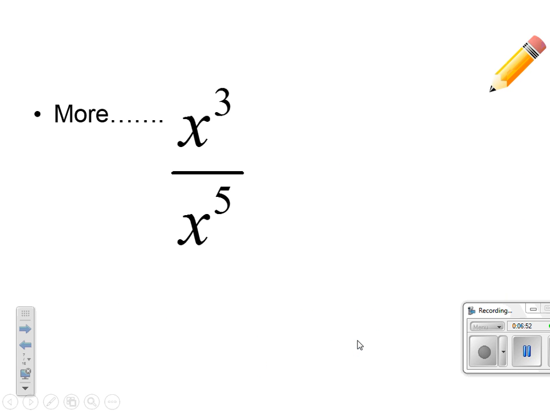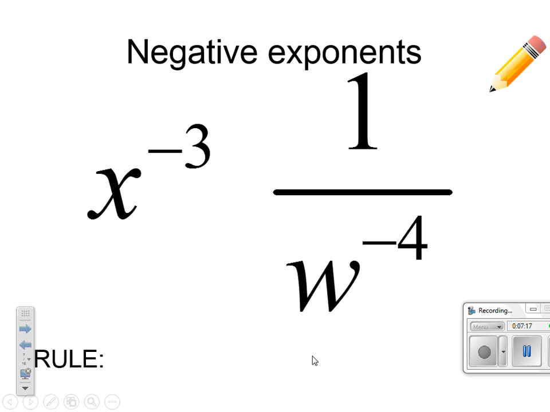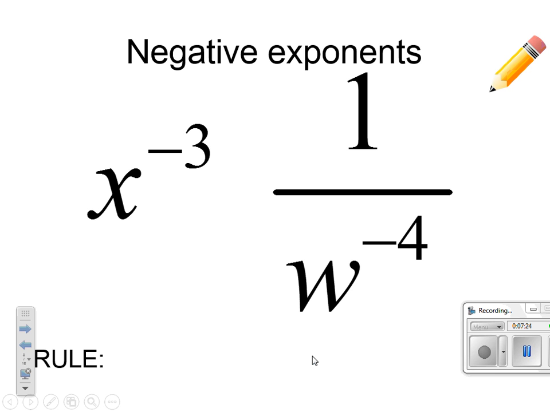So this one is kind of the same rule because I have a division sign and I have bases that are the same. So what can I do with the 3 and the 5? Well, I can subtract them. You always take the numerator minus the denominator. 3 minus 5 is negative 2. Uh-oh, negatives are a problem. We can't have negative exponents. So if I want to talk about negative exponents, we got to talk about how I can make that a positive exponent. So let's talk about negative exponents.